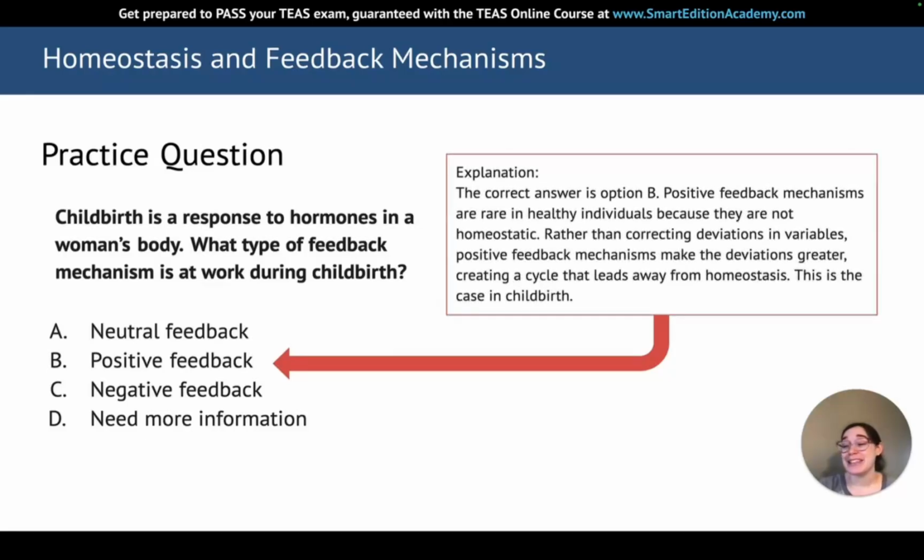So remember that I said positive feedback mechanisms are rare in healthy individuals. That does not mean that they are non-existent, but they are not homeostatic. So instead of correcting deviations in variables, again, positive feedback mechanisms make those deviations greater. In other words, this creates a cycle that leads away from homeostasis. So think about how childbirth works.